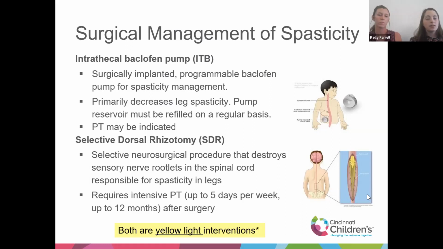Now, this type of intervention does require intensive physical therapy following the surgery, up to 5 days a week for 12 months, because at times they can find that when the spasticity is gone, it uncovers some muscle weakness and they have to relearn how to do different gross motor skills from a PT standpoint. And these are both yellow light interventions.